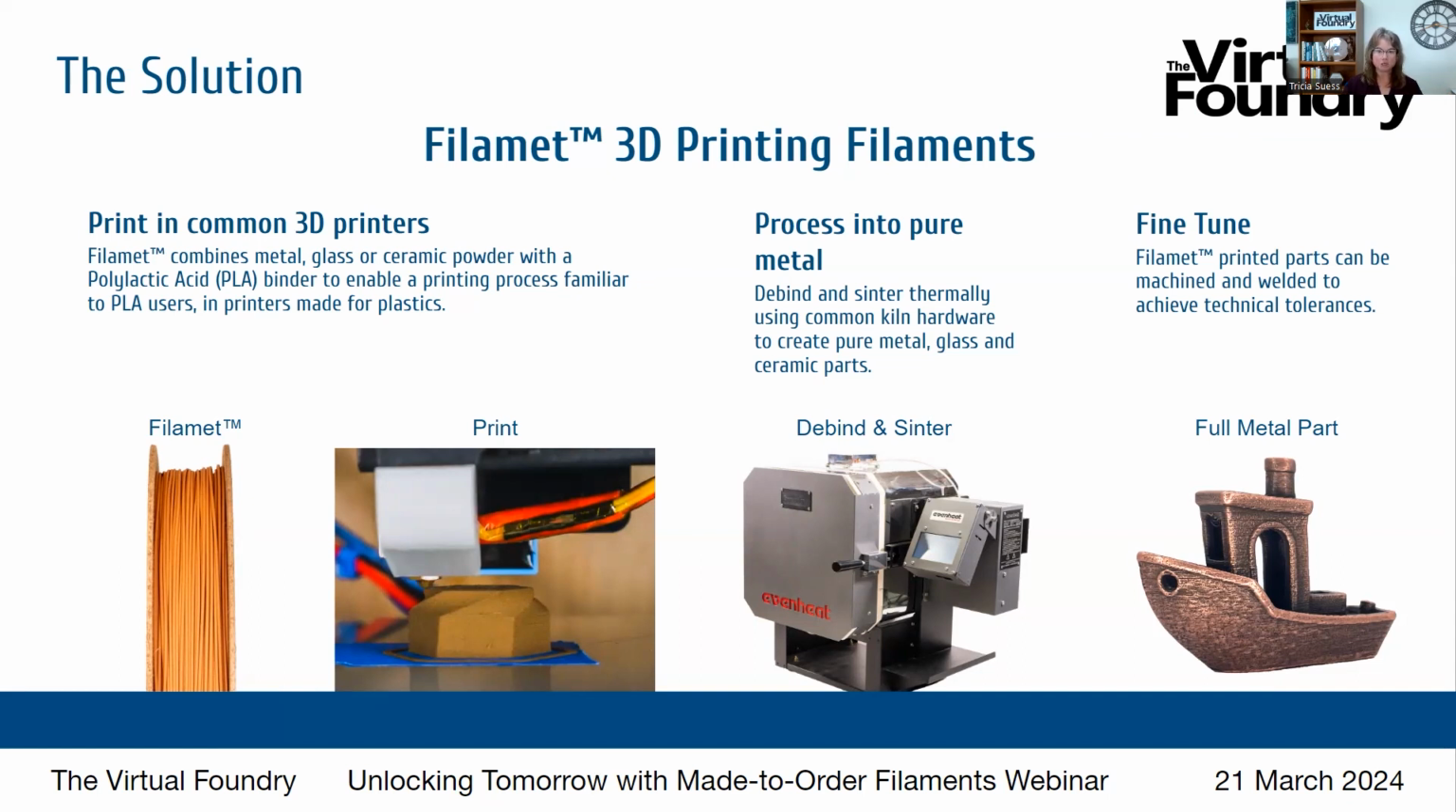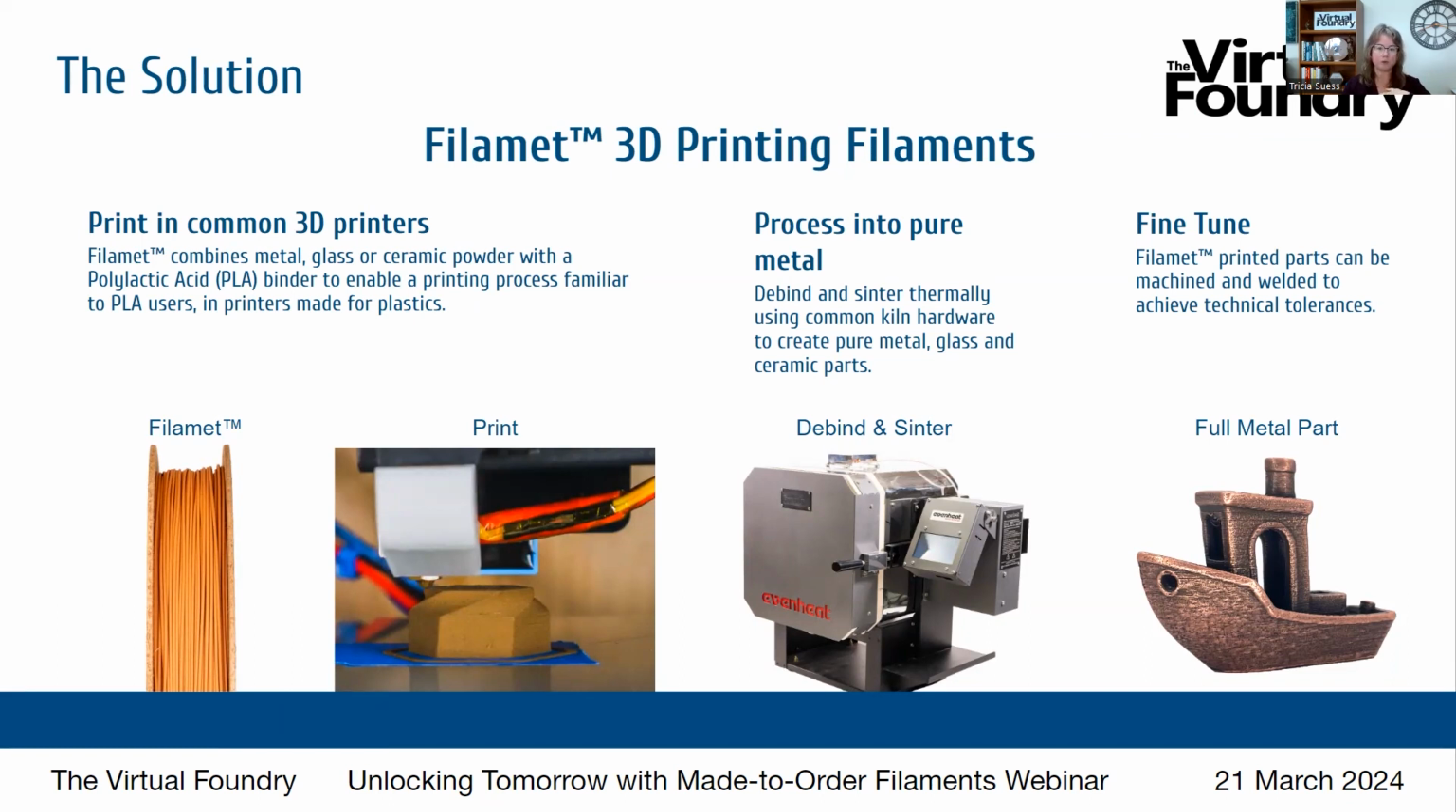Now, once sintered, you can do anything to that final part that you would do to any other piece of metal, glass, or ceramic, welding, brazing, machining, any of those processes. Now, the parts are microscopically porous, which is a property of metal powder sintering. So that's a pretty normal piece of the process here.